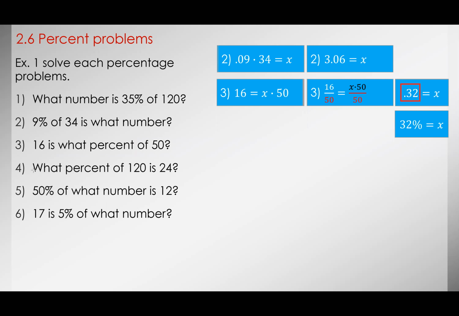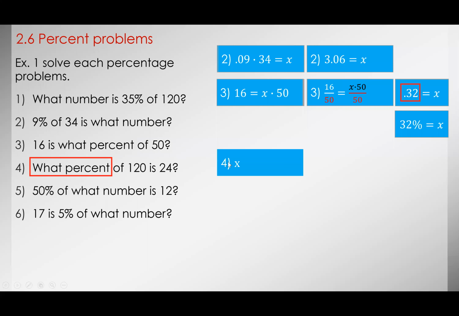What percent? I don't know what percent, that is why I put an x. Of tells me to multiply. 120 is just 120. Is tells me equal to, 24 is 24. So how did I translate, what percent of 120 is 24, to this algebraic equation? And again, hopefully you can see, math is not hard. This is your math right here. You have x multiplied by 120 equal to 24.